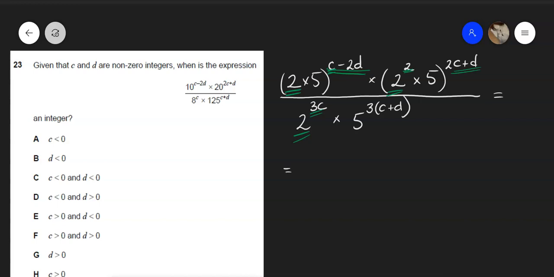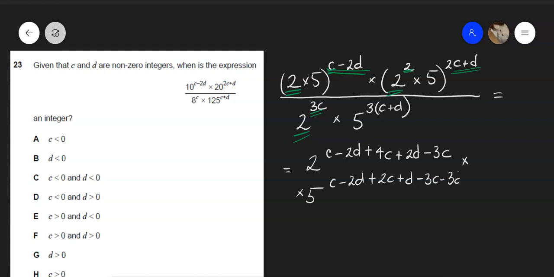Then for 2, I would have 2 to the power c minus 2d plus 4c plus 2d, that's for the numerator, and I have to subtract 3c from the denominator. That's what we've got for 2. And for 5, we then have c minus 2d plus 2c plus d minus 3c minus 3d, which came from the denominator. Let's simplify now the indices.